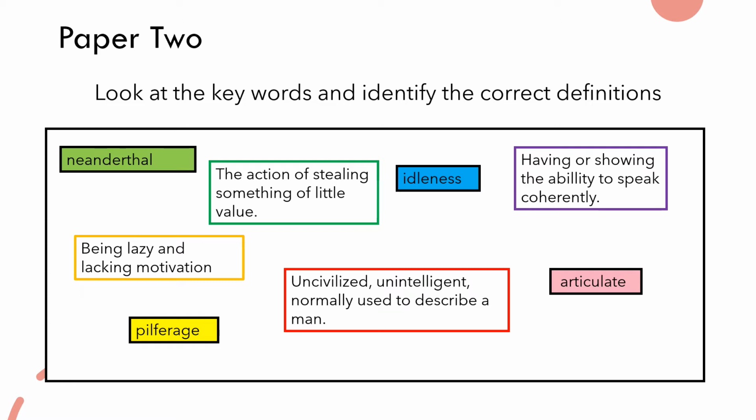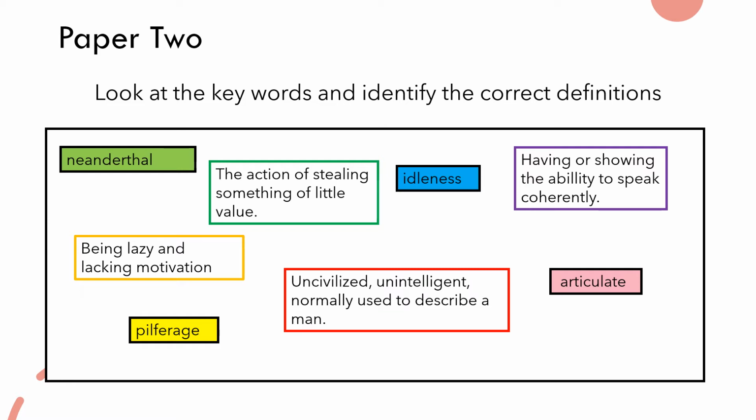Now what I want you to do is think about the text that we're about to look at. You should be able to see a number of different words in the coloured boxes, and around these are some definitions as well. So you've got words like Neanderthal, pilferage, articulate and idleness. I just want you to spend a moment to have a look through all the definitions and decide which ones match with which.